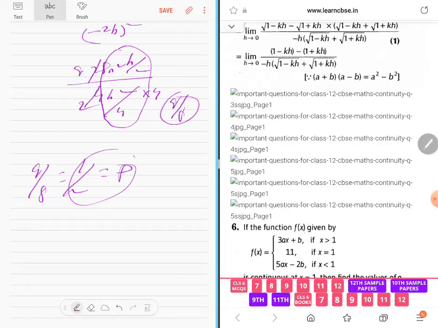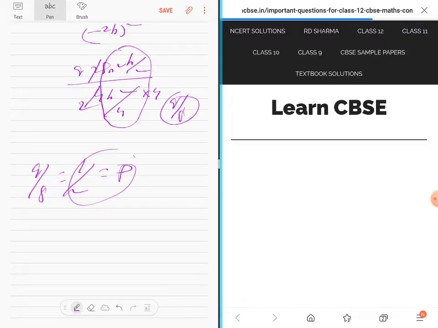This is a sum, and apart from that I did many sums, but I am not able to find out where those sums are now.